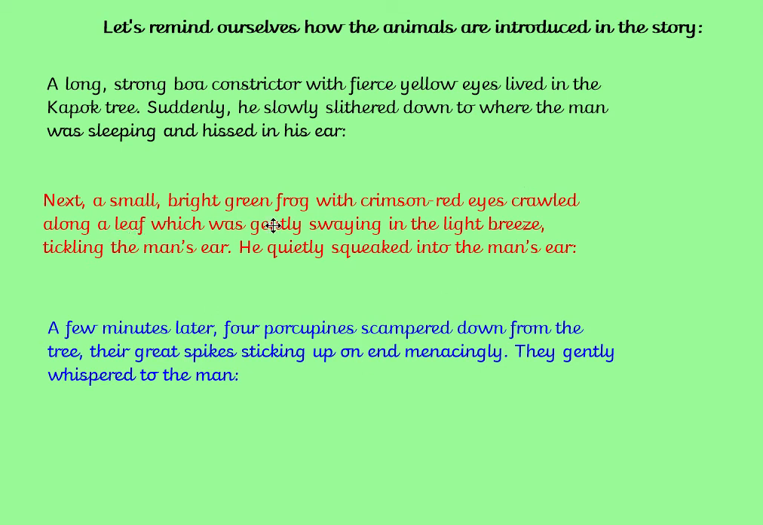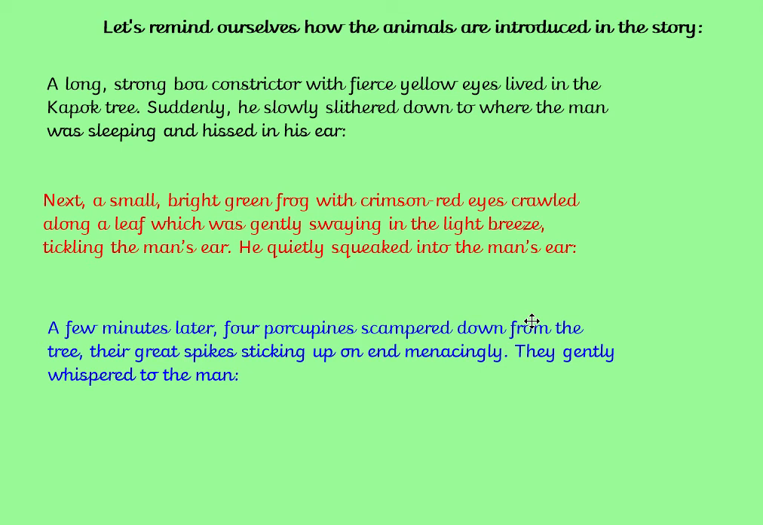Next, a small bright green frog with crimson red eyes crawled along a leaf which was gently swaying in the light breeze, tickling the man's ear. He quietly squeaked into the man's ear. Okay. Again, very specific language there. So the frog crawled. He didn't walk along a leaf, he crawled. There's lots of different ways to move, so try to be specific when you're talking about how your animal moves.